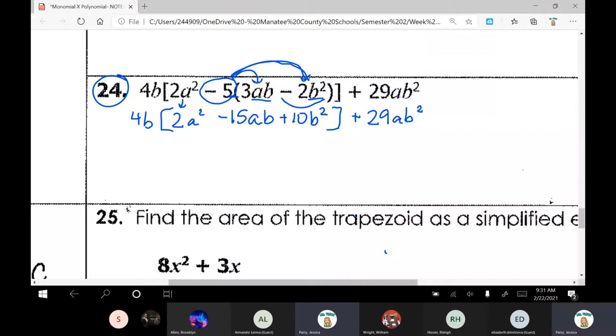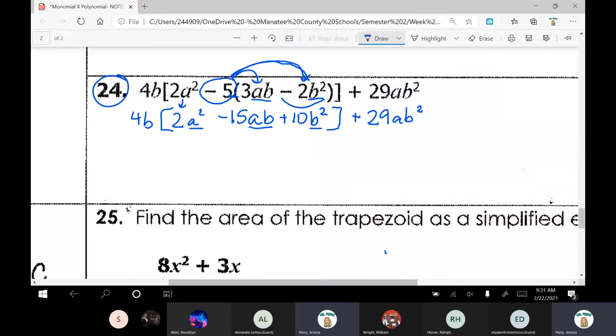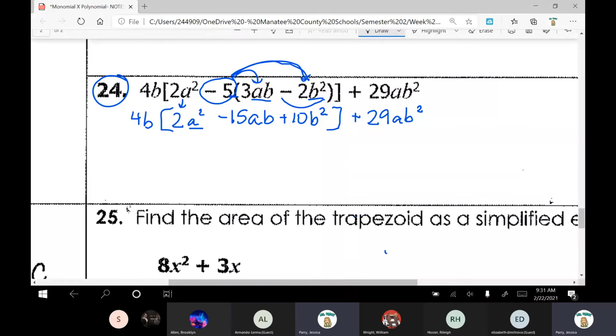Okay, and then from there, you can see inside the brackets, there's nothing else to combine. We've got a squared, ab, b squared. They're all in a different family, different variables, different exponents, so we cannot combine those.